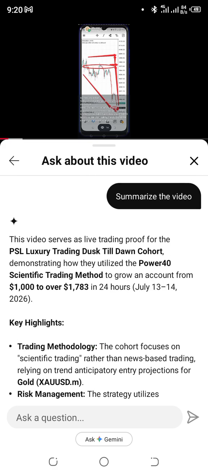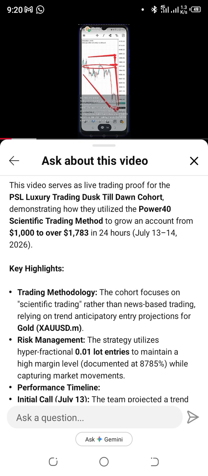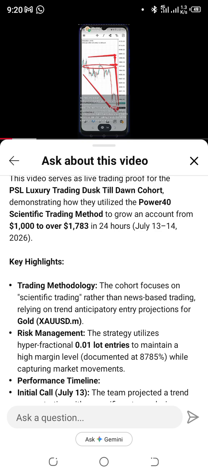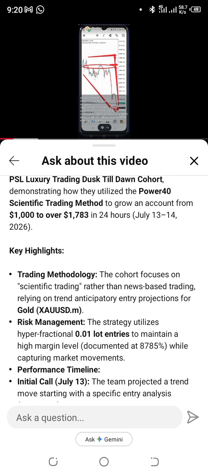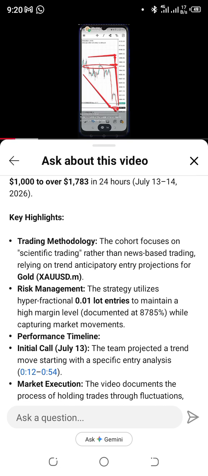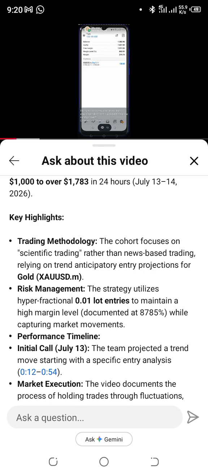And AI says this video serves as live trading proof for the PSL luxury trading Dusk Till Dawn Cohort, demonstrating how they utilize the Power40 Scientific Trading Method to grow an account from $1,000 to over $1,783 in 24 hours, July 13 to 14, 2026. This was yesterday and the day before yesterday, and today is July 15. Key highlights: trading methodology. The cohort focuses on scientific trading rather than news-based trading, relying on trend anticipatory entry projections for gold, XAUUSD.